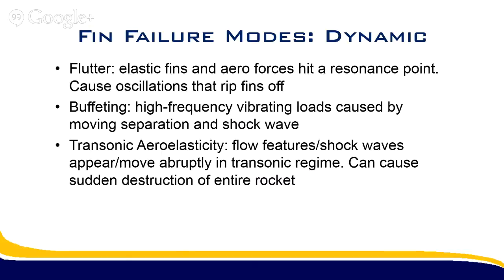Then another interesting dynamic failure mode is this transonic aeroelasticity, and this happens because of shock waves. In the transonic regime, you have local areas where your speed over the body is supersonic and other areas where it's not. And so these supersonic features and shock waves can move abruptly and cause things to go to hell in a handbasket really quickly.